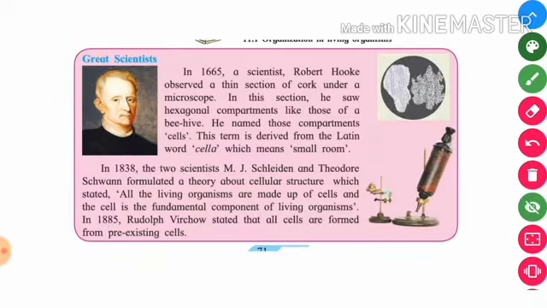Okay, then who discovered the cell? In 1665, a scientist, Robert Hooke, observed a thin section of cork under the microscope. In this section, he saw hexagonal compartments like those of beehives. That compartment was called the cell. So you have understood that Robert Hooke discovered the cell.